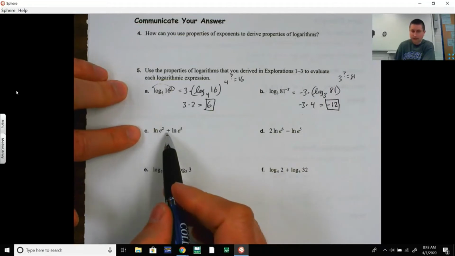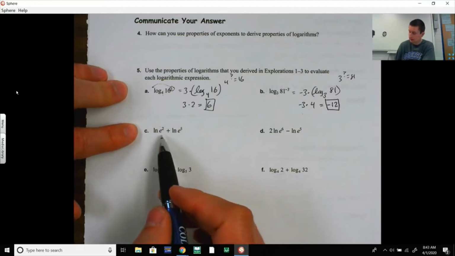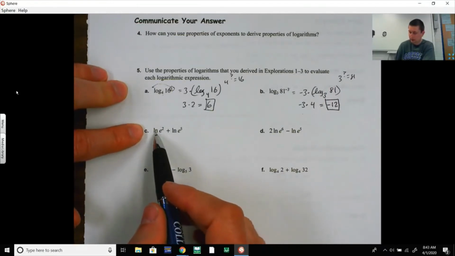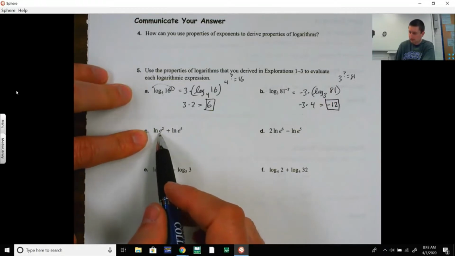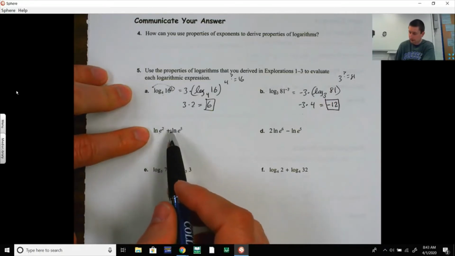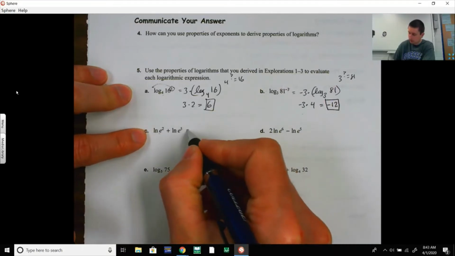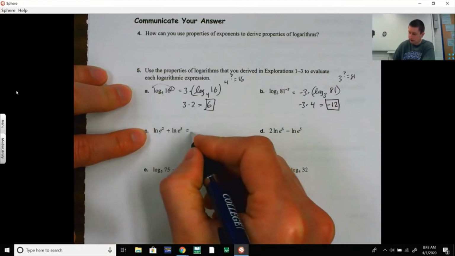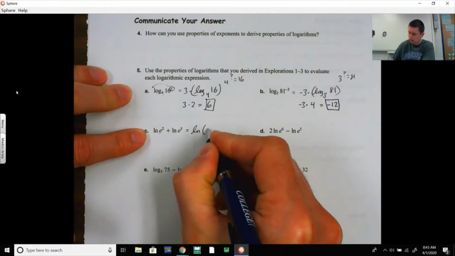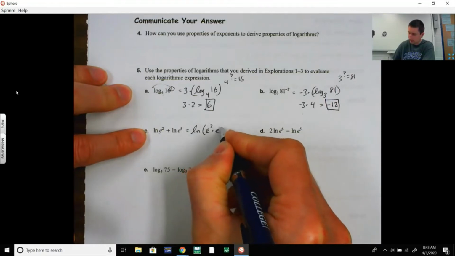Okay, you see the plus sign? We're going to condense this. Natural log, remember natural log has a base of e. Natural log of e squared plus natural log of e to the fifth. So if I have an addition sign and I want to condense it, this is the natural log of e squared times e to the fifth.